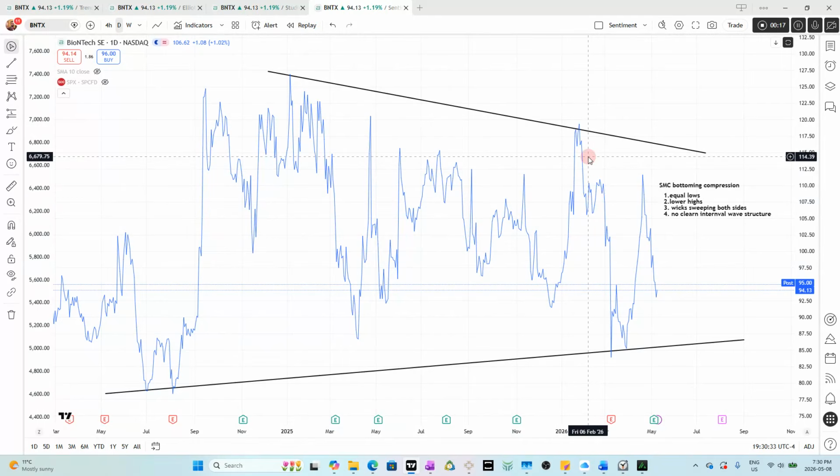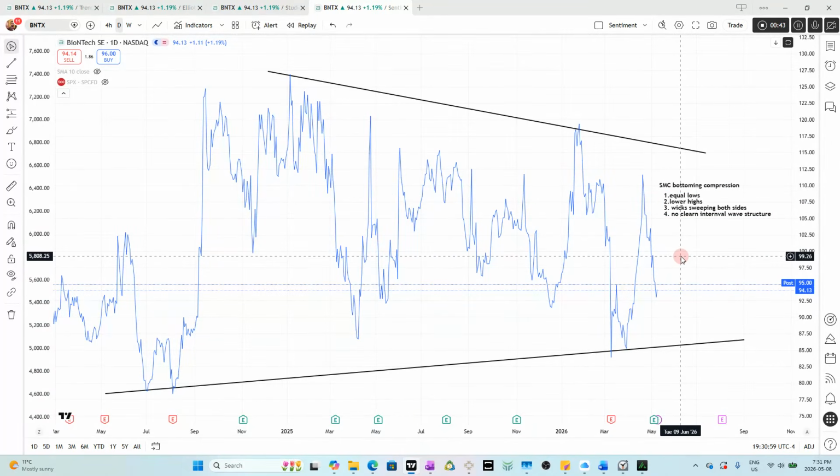So apparently, this is something called the smart money concept, bottoming compression, and I used Copilot to give me these bullet points over here, which are the main characteristics of this pattern. Essentially, this is smart money accumulating within this zone before a violent markup.